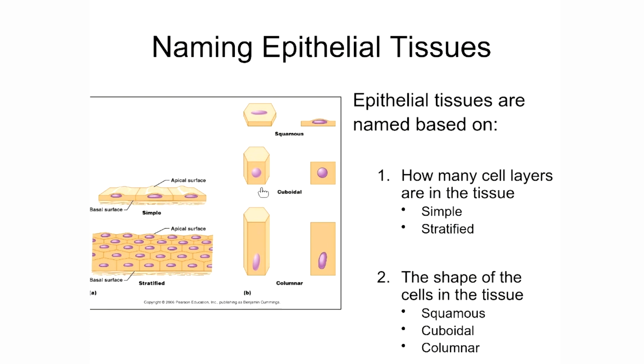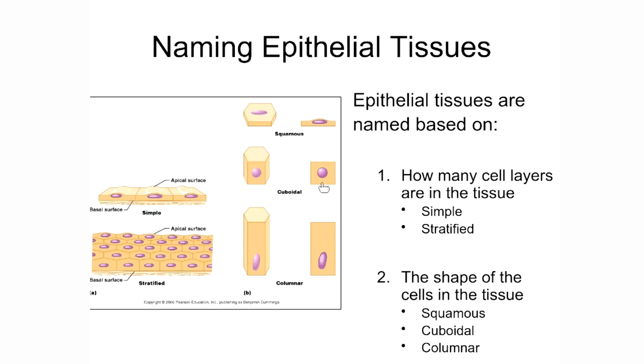Here's another type of shape of cell that we can see in these epithelial tissues. Again, this is looking at it kind of from above. Here we're seeing it from a side view, the way that you would normally see it under a microscope. This is called a cuboidal shaped cell. And the reason for that is if you look at its shape, it's basically a cube.